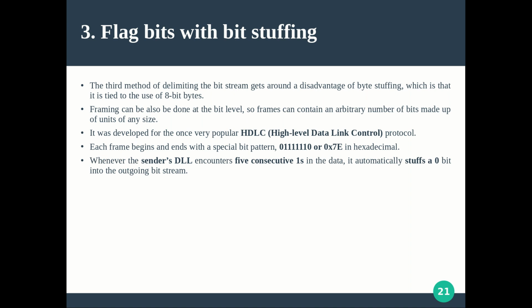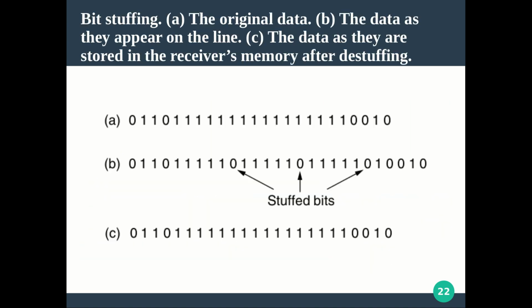Now whenever the sender's data link layer encounters 5 consecutive ones in the data, it automatically stuffs a 0 bit into the outgoing bit stream. I think it will be clear by taking an example, and afterwards we will come to the theory part. So here, suppose the message shown as A is what the sender is trying to send to the receiver.